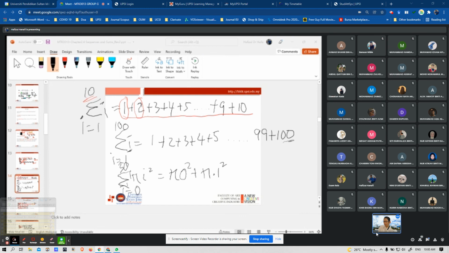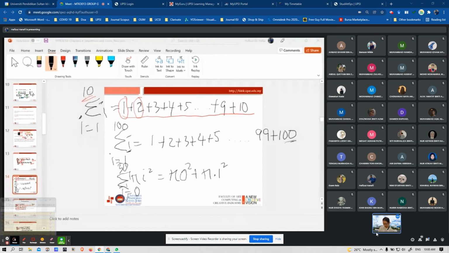When do we want to stop? Suryani, Ikhwan, is Ikhwan there? When do we stop? Until 50. We plus again pi times 2 to the power of 2.